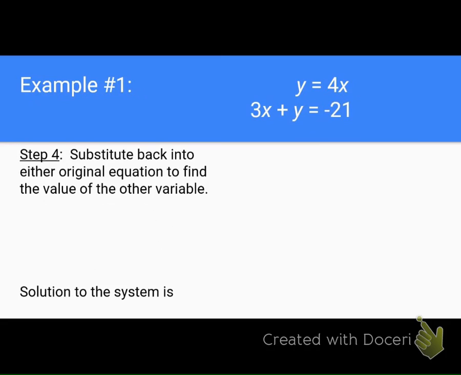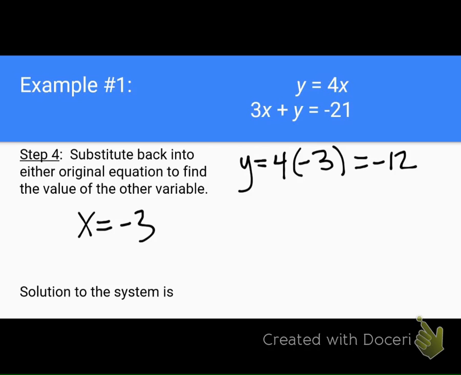So next, I want to substitute that back into either equation to find the value of the other variable. Remember, my x was equal to negative 3. So I'm going to plug that in. I think this first equation is nicer, so I'm going to plug it back in there. So y equals 4 times negative 3. 4 times negative 3 is just negative 12. So my solution to the system is the ordered pair negative 3, negative 12.